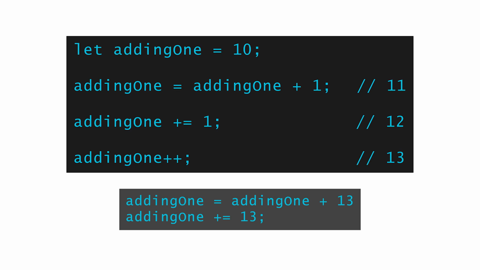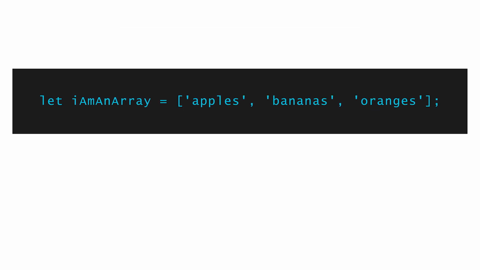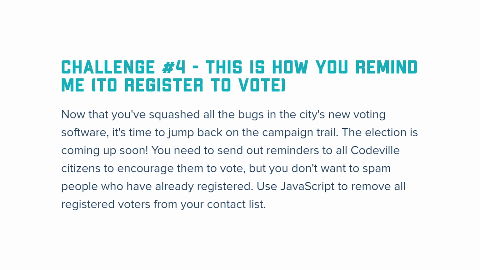For example, adding 13. Moving on to array indexes, simply put, to access the first element, refer to the first index, or one less than the element you want to refer to. In this example, I create an array with 3 elements, and to access the first element, the apples, I refer to the 0 index. To access the second element, I refer to the 1, and the third, I refer to the 2. Even though it only goes up to index 2, note that the length method still returns 3 elements. So with that, let's move on to the day 4 challenge.